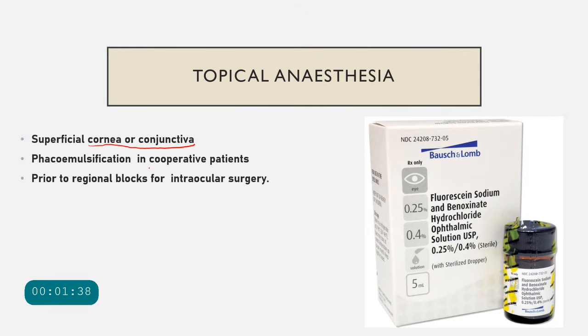Okay, but the thing is that we need a lot of cooperation from the patient to do a phacoemulsification under topical anesthesia. Also, prior to regional blocks, such as the subtenons block, we will instill 1 drop of local anesthetic onto the conjunctiva or into the fornix of the patient before giving the retrobulbar or the peribulbar block.